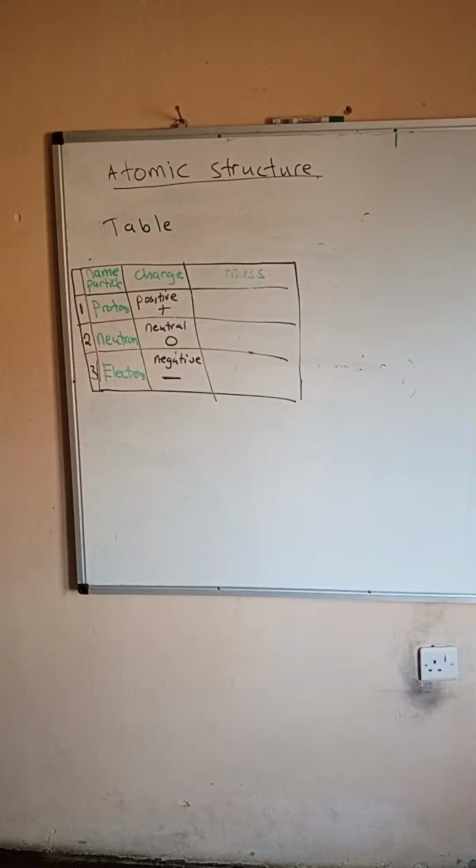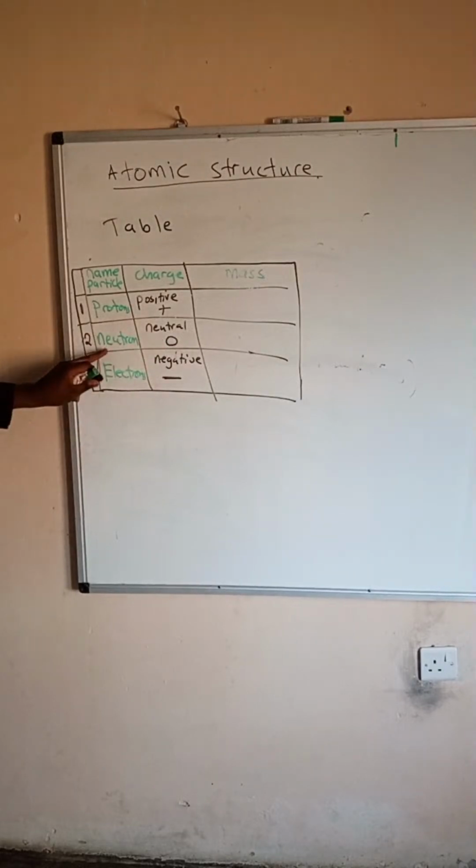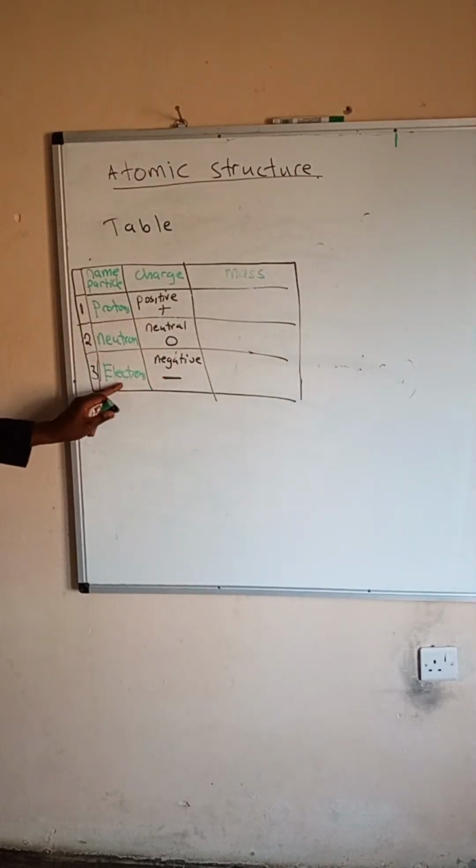So they can ask you which particle is positively charged. You should know it is a proton. Which particle is neutral with the 0 charge? Neutron. Which particle is negatively charged? You already know it is an electron.